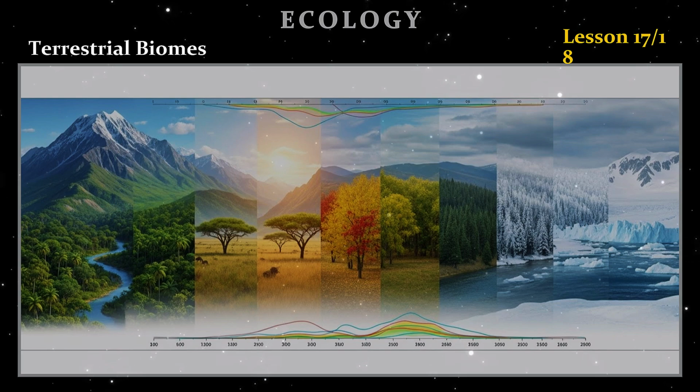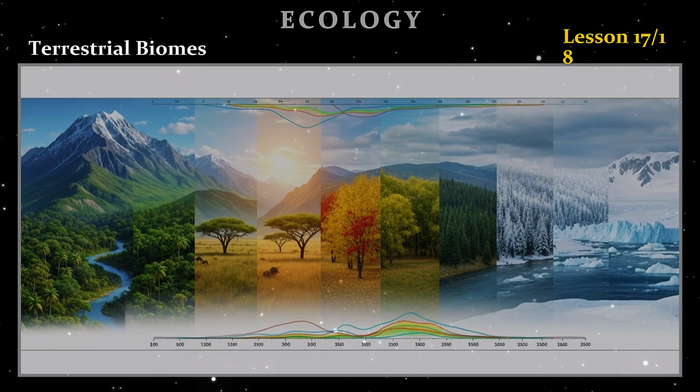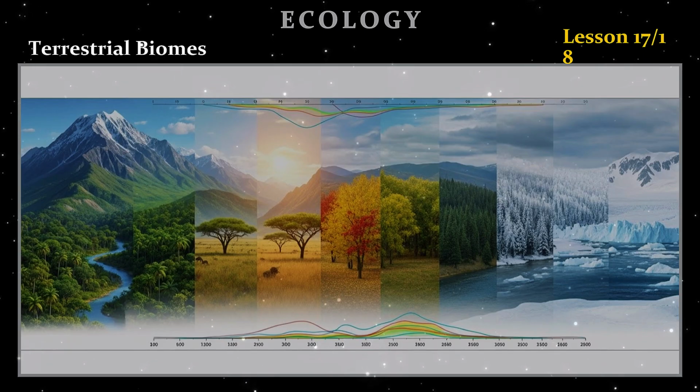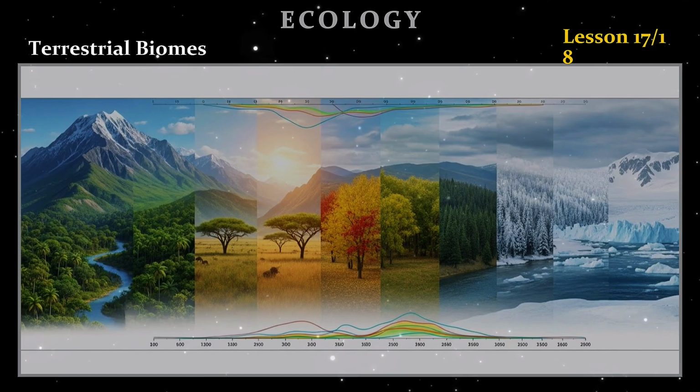Move slightly north or south, and the rain becomes seasonal. We enter the savanna. This is the biome of the lion and the zebra. It is a grassland scattered with occasional trees. Fire is a key player here. During the dry season, lightning strikes ignite the grass. The trees have evolved thick, corky bark to survive the flames, while the grasses burn down to their roots and regrow with the first rain. It is a landscape shaped by grazing and fire.